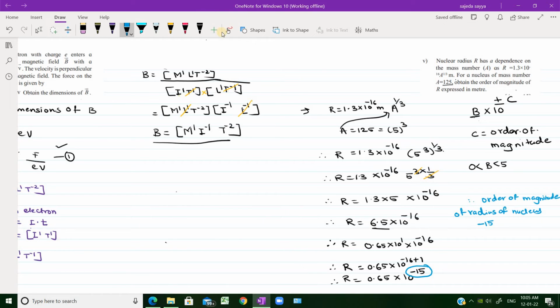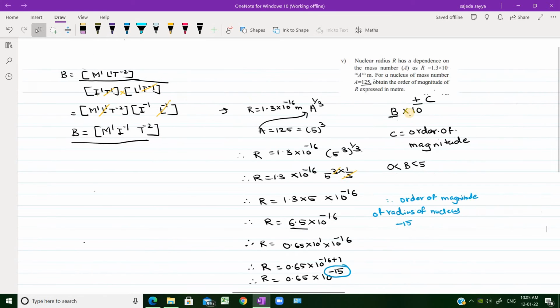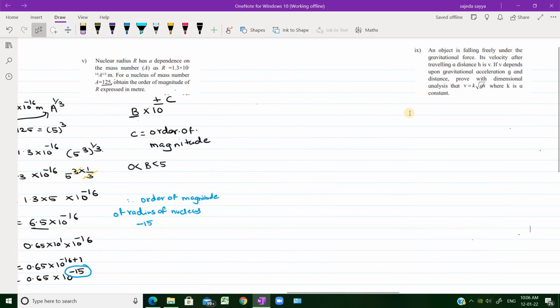Now we will discuss one more problem from the exercise of units and measurement. I'll read the problem. An object is falling freely under the gravitational force. Its velocity after traveling the distance h is v. If v depends upon gravitational acceleration g and distance h, prove with dimensional analysis that v equals k root of gh, where k is a constant.